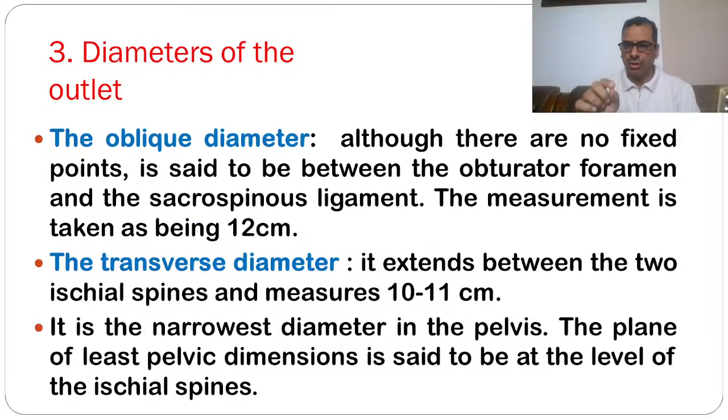Oblique diameter, although there is no fixed point for measurement, lies between the obturator foramen and sacrospinous ligament, and the measurement is taken as 12 centimeters. Then the transverse diameter extends between the two ischial spines and its measurement is 12 to 11 centimeters. It is the narrowest diameter in the pelvis. We call it the plane of least pelvic dimension, and it is said to be at the level of the ischial spine.